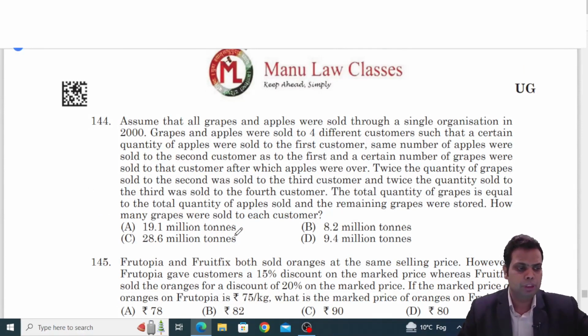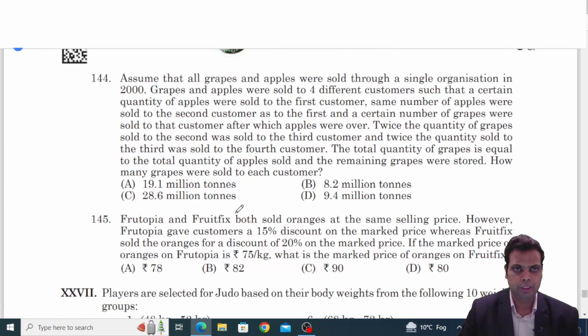Now in question number 144, it is given to assume that all grapes and apples were sold through a single organization in 2000. Grapes and apples were sold to 4 different customers, such that a certain quantity of apples was sold to the first customer, the same number of apples was sold to the second customer. At the first, a certain number of grapes was sold to the customer after which apples were over. Twice the quantity of grapes sold to the second was sold to the third customer, and twice the quantity of the third was sold to the fourth customer. Now this is what we can call successive changes.